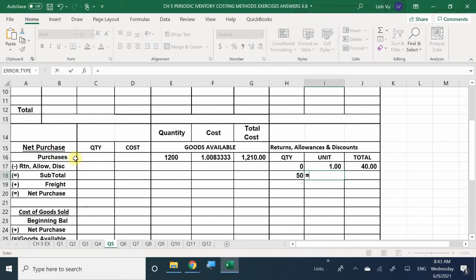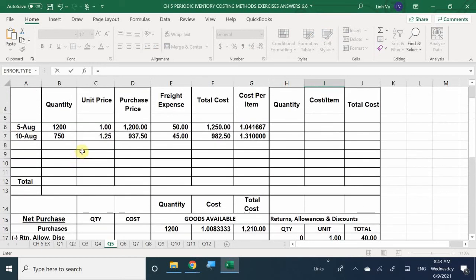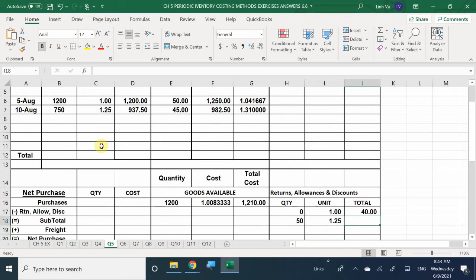Now, at what unit price did I originally purchase this batch? $1.25. Since I'm getting a full refund, what is the total amount that I should be getting back? 50 times $1.25 is $62.50.